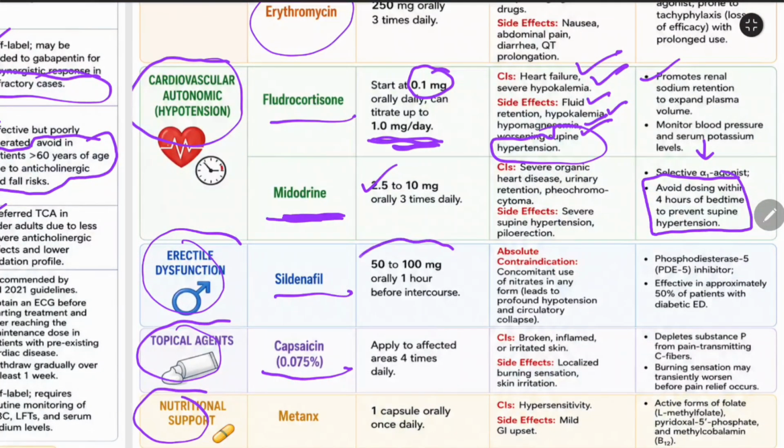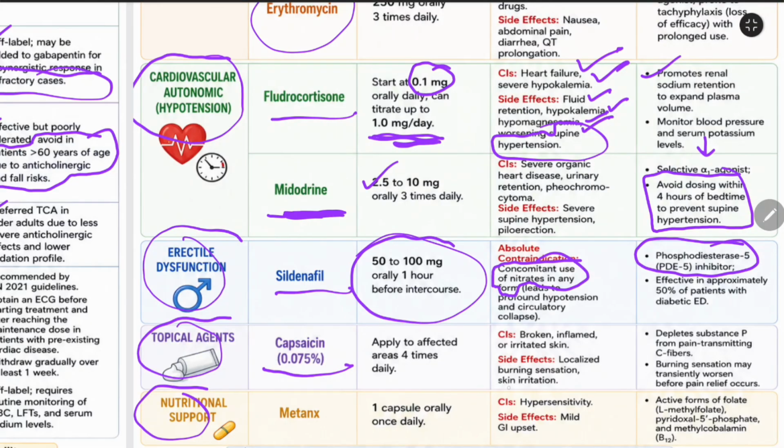Sildenafil 50 to 100 mg orally 1 hour before intercourse. Concomitant use of nitrates is contraindicated because it is a phosphodiesterase inhibitor, so it can cause cardiovascular collapse in patients who are taking nitrates. In patients with concomitant cardiovascular disease who are taking nitrates, phosphodiesterase inhibitors are contraindicated. For impotency, they can have other measures like locally injected prostaglandins.